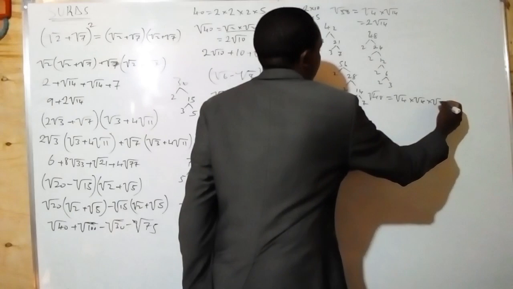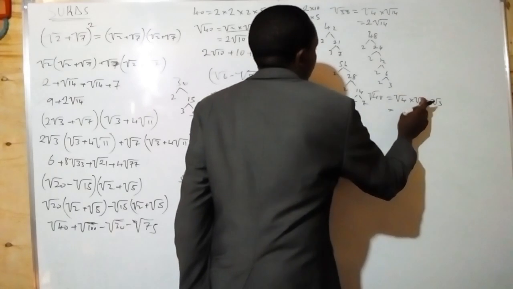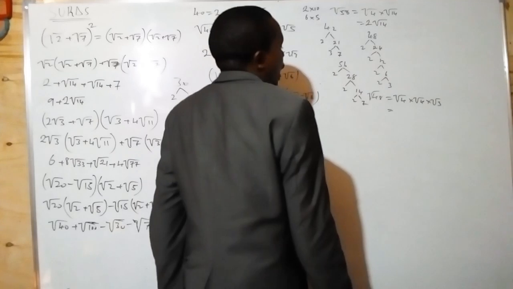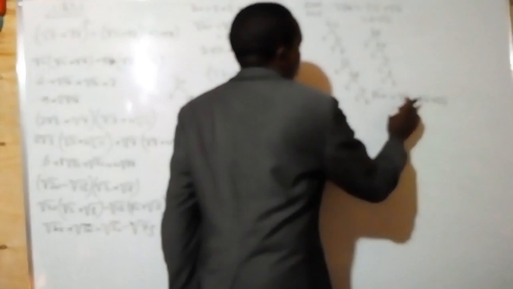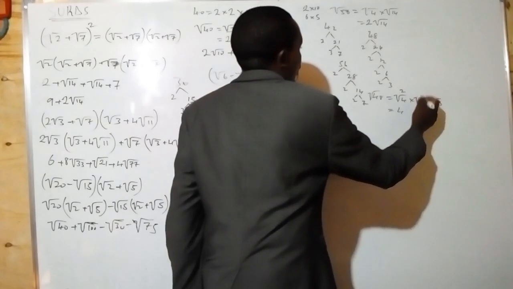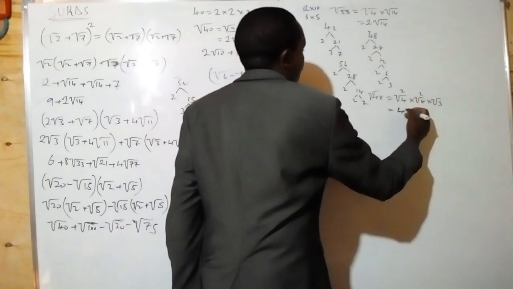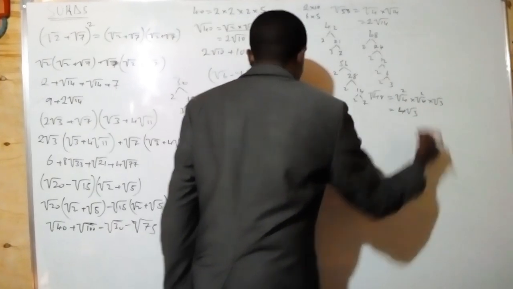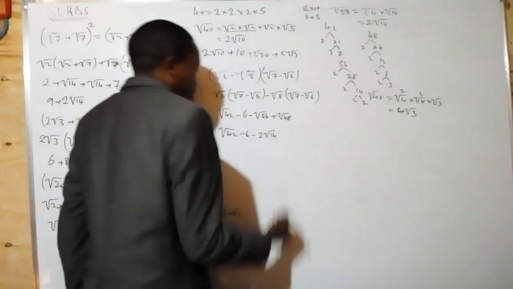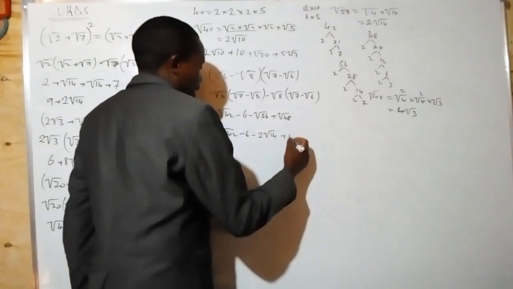Root 4 is supposed to give you 4, because square root of 4 is 2. 2 times 2 is 4. Then 4 times root 3, 4 root 3 plus 4 root 3. Anything common? No. And that is the answer.